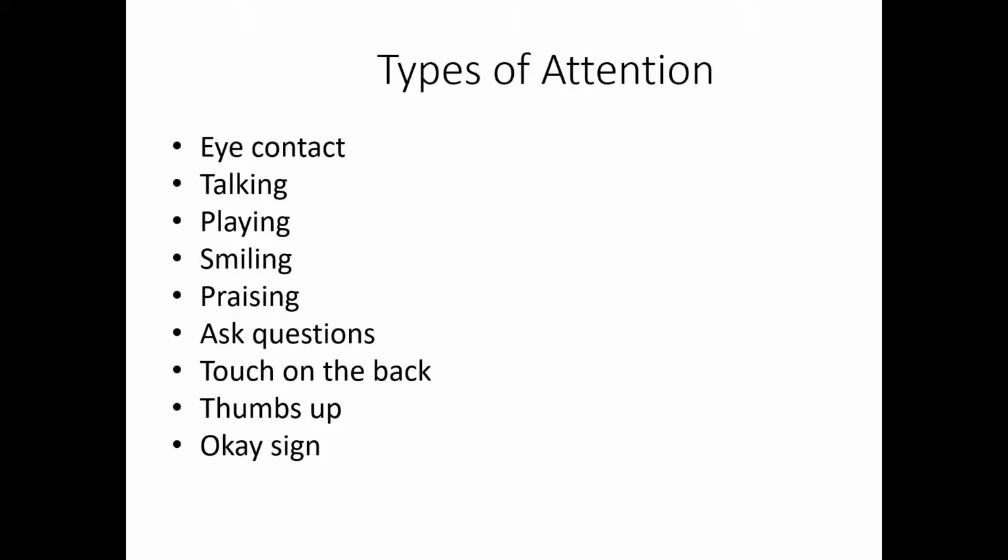It could be through eye contact, through talking with a child or how we respond, how we're playing with them. Just a subtle smile or facial expression can often reinforce and give attention to a behavior. Praising, asking questions, gentle touch. So if it's a touch on the back or a hug, that is another way of giving attention. Or a certain gesture like a thumbs up or an okay sign. They're all ways of giving attention to a behavior and to a person.